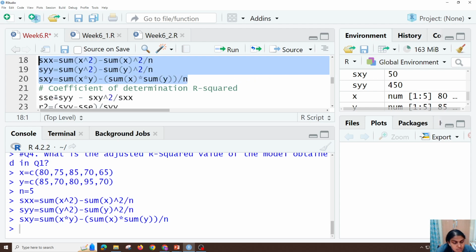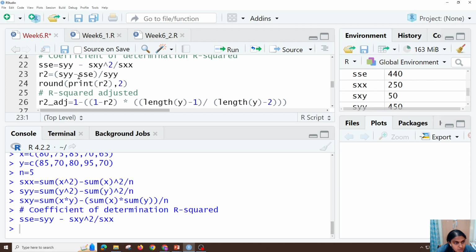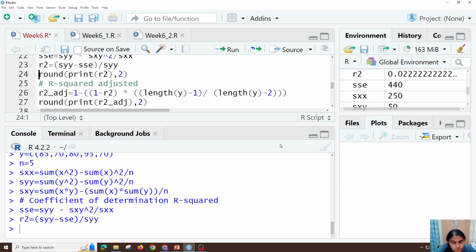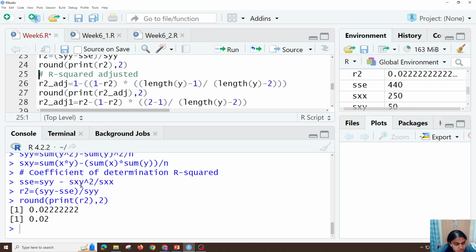Then with these values you can find out SSE, that is SYY minus SXY square by SXX. This you have seen in your course video. These particular formulas you can write down, and the R squared value can be calculated by SYY minus SSE by SYY. If I do that, the R squared value comes in this way, and I will round the value to 2 decimal points and print that. First the value is printed, and it is rounded again to 2 decimal points and printed again. So this is the R squared value.